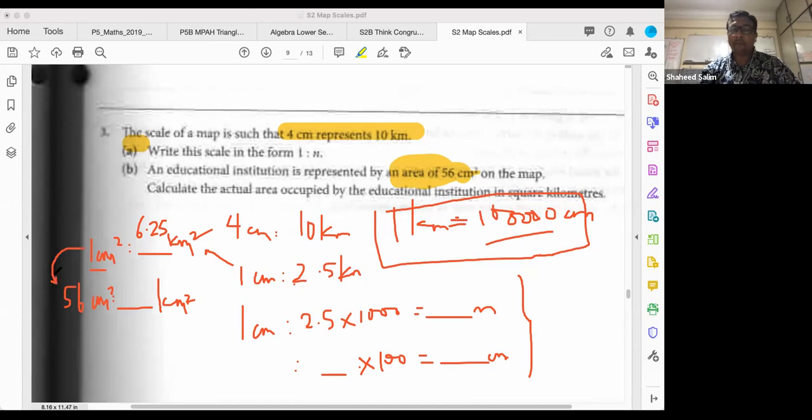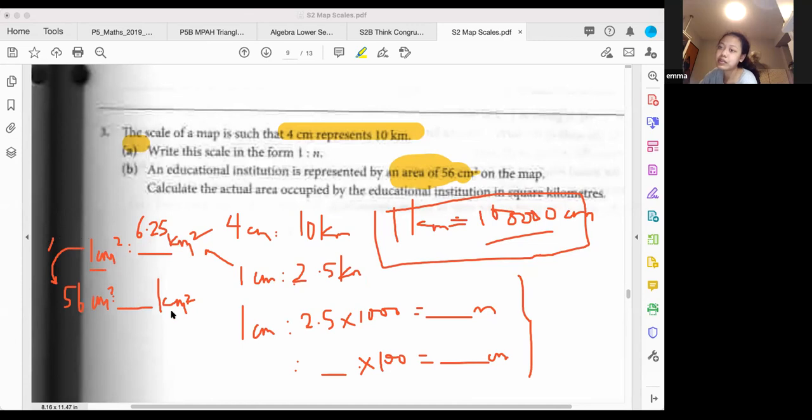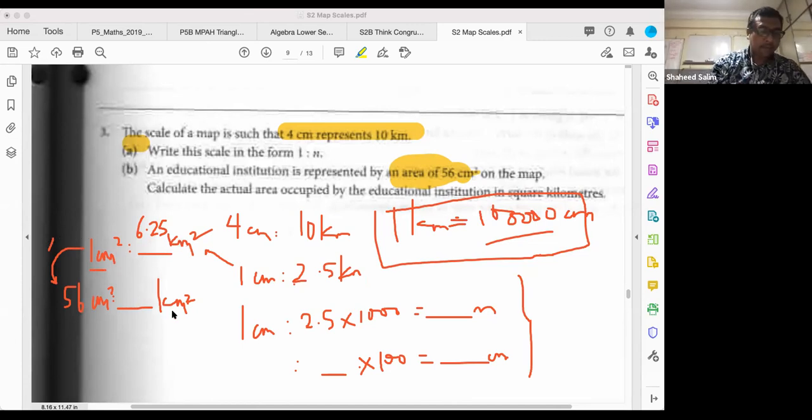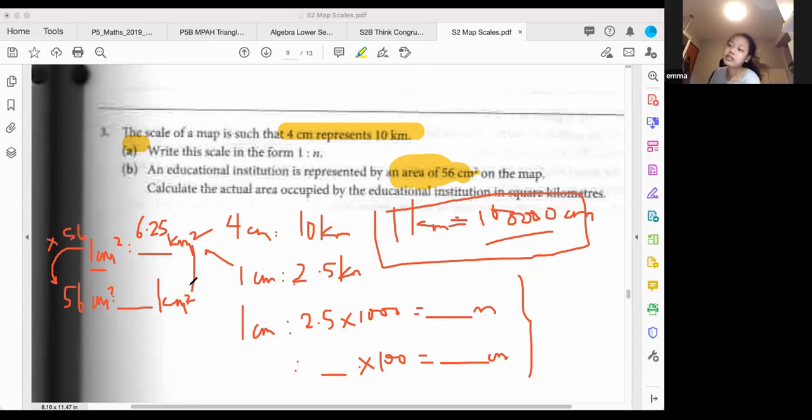Times by what? 56. So you just need to times by 56. Okay, which part is confusing? You must tell me. Something is confusing. Which one is it? Just the converting, that's it.